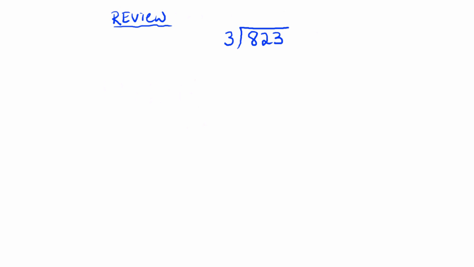So we simply ask ourselves, how many times does 3 divide into 8? And it goes in twice. So we write a 2, and then we multiply. The 2 and the 3 gives us a 6, and then we subtract. We drop this digit, giving us a 2.